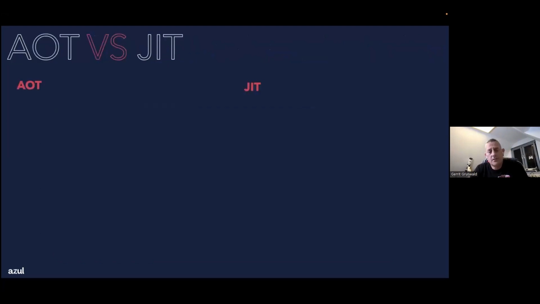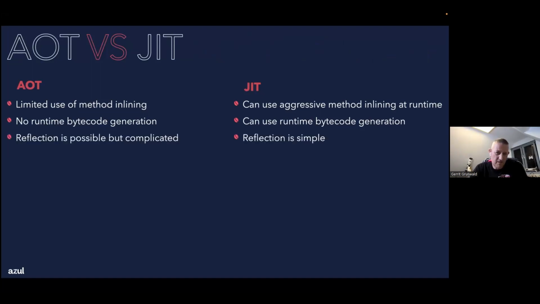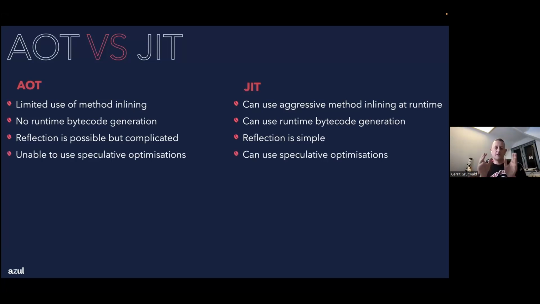Okay, so if we do a quick comparison between AOT and JIT, then AOT can just use limited method inlining, because this is only possible during the profiling phase, where the JIT can do that all the time. Also there's no runtime bytecode generation in AOT, where the JIT can do that. Reflection is possible in AOT, but it's quite complicated. It's not so easy, where in the JIT it's pretty simple to do reflection. And you can't really use speculative optimizations. This is the stuff that I showed you with the branch analysis.